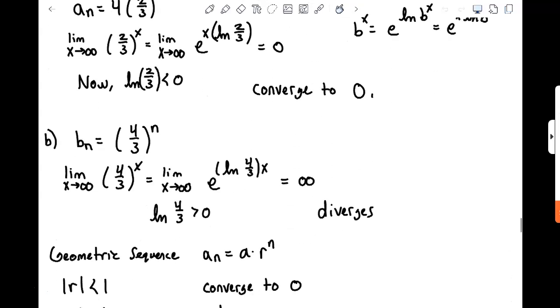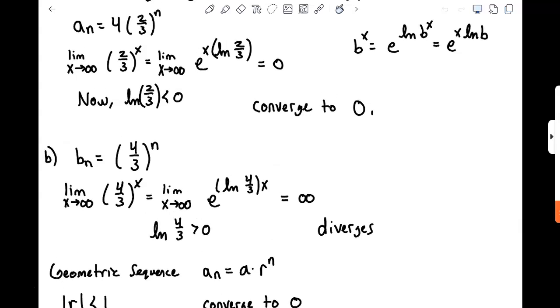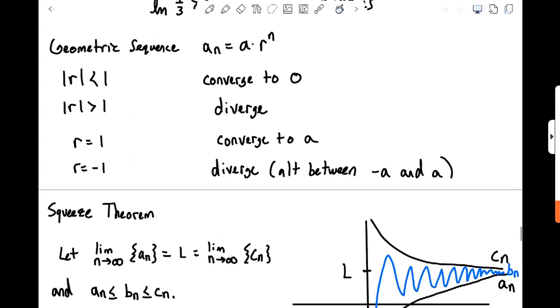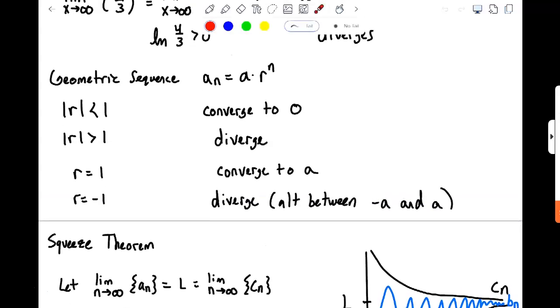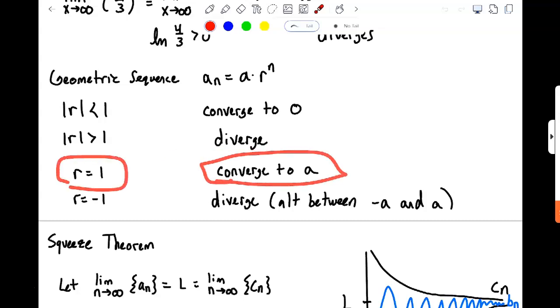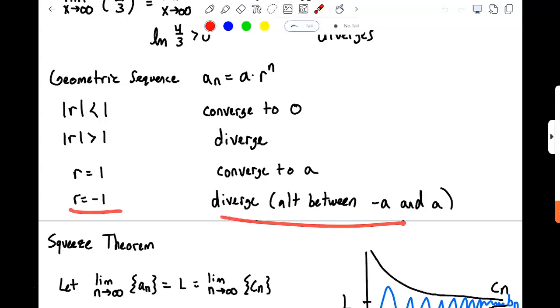Okay, we looked at some examples of seeing whether or not it converged or diverged. And of course, remember that a geometric sequence will converge to 0 if the absolute value of the ratio is less than 1. Otherwise, it's going to diverge. If r equals 1, it does converge to a. But with -1, it's alternating, so it won't. Of course, if it's positive and greater than 1, you're going to diverge to infinity.